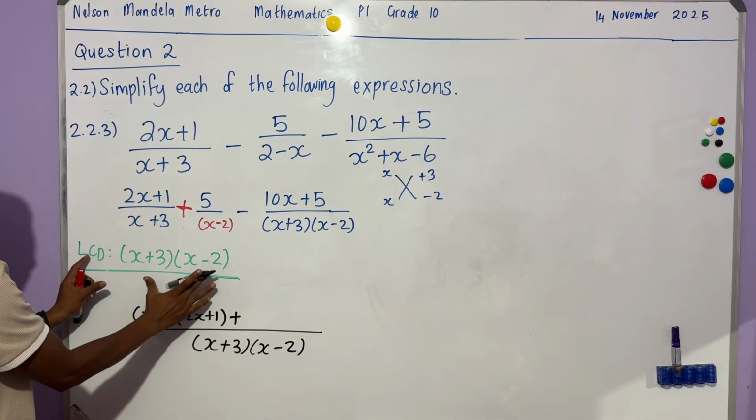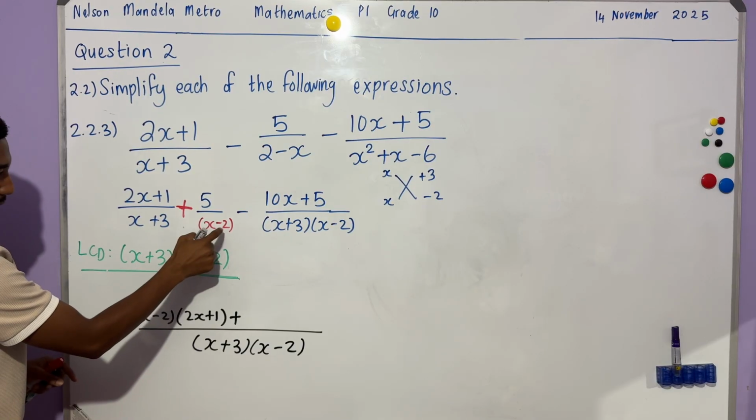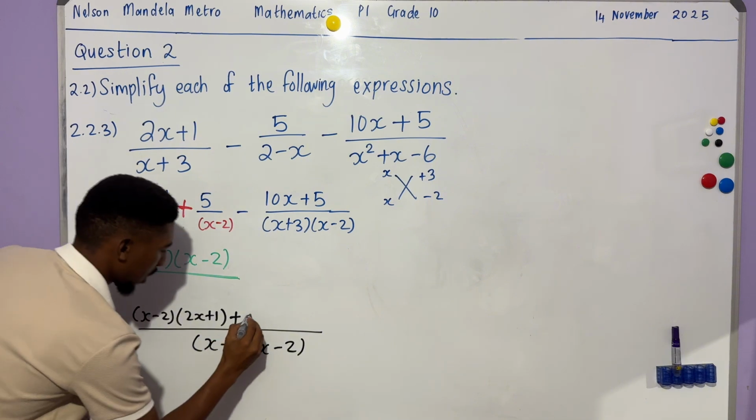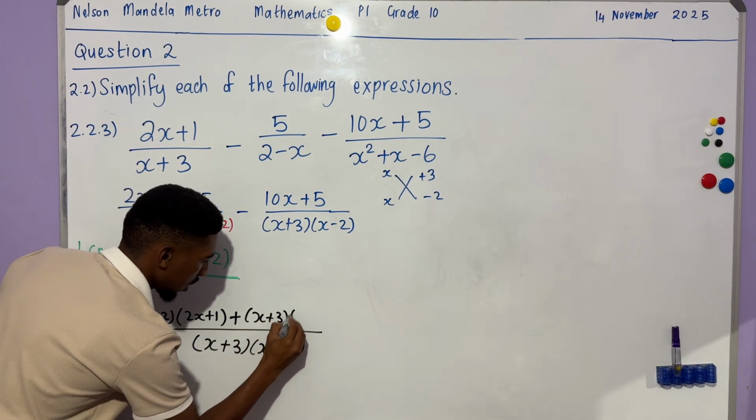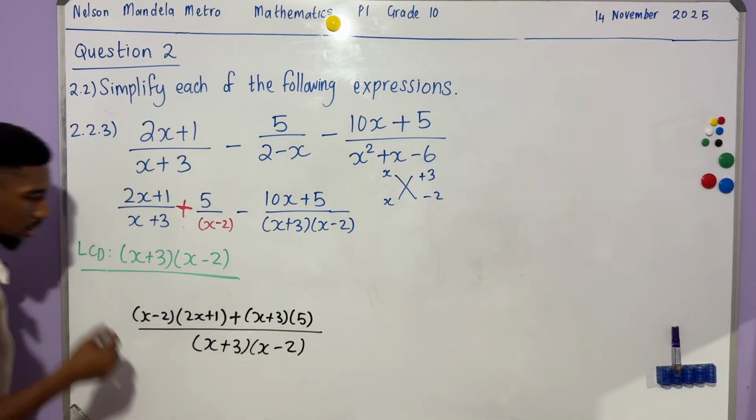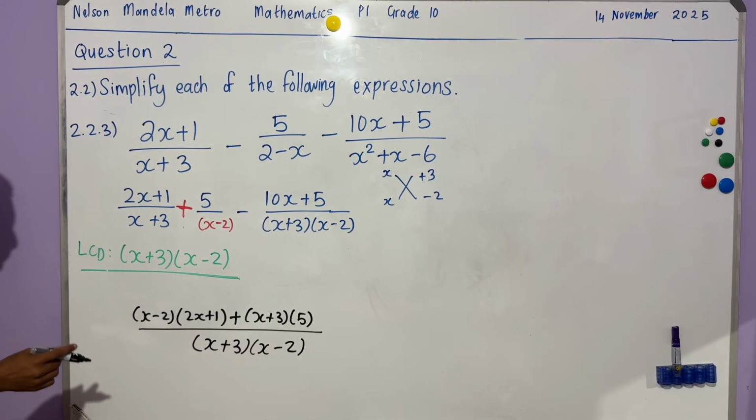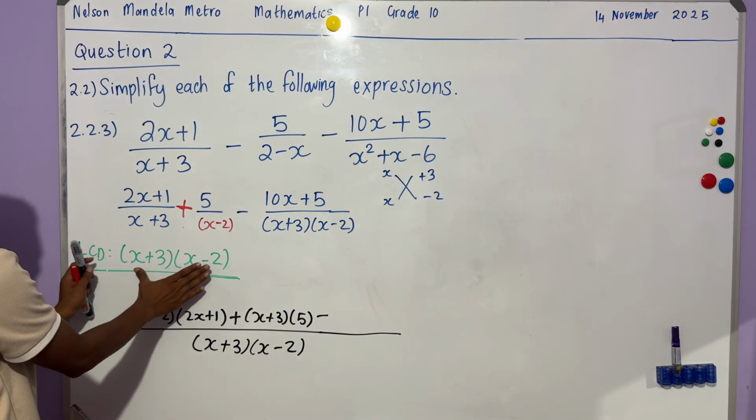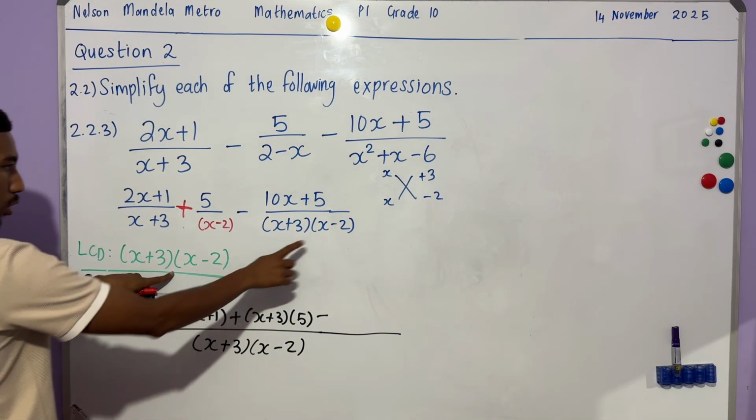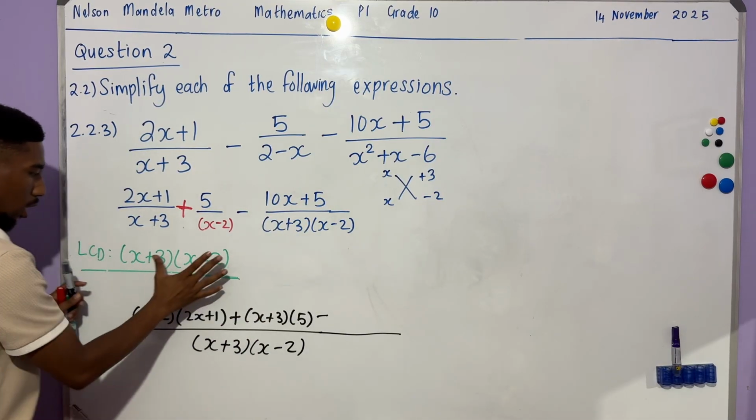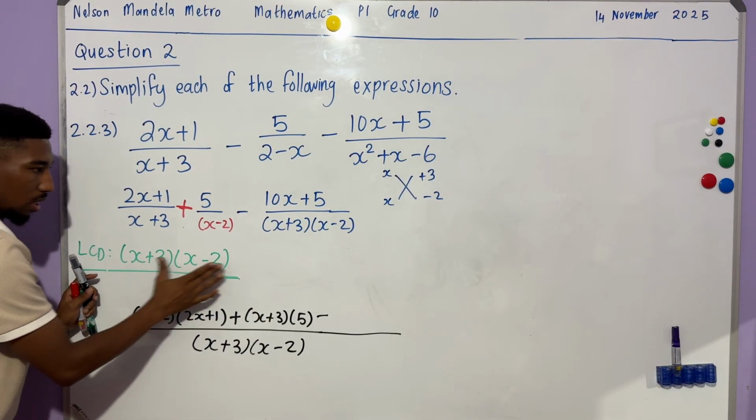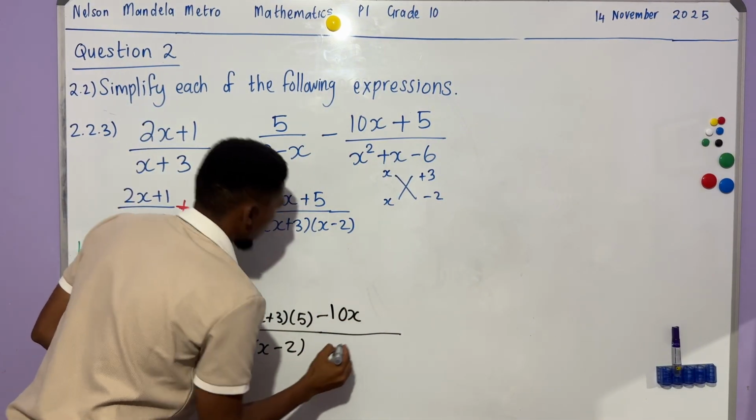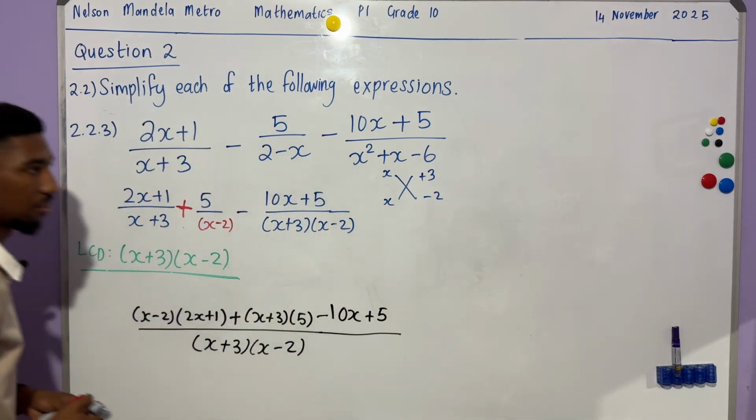Again, I take my LCD, I multiply it with the second term. Now the denominator is x minus 2, meaning the x minus 2 is going to cancel. Then I'm left with x plus 3 brackets 5. The order is not important over there. Okay, then minus this fraction needs to go on. The LCD is x plus 3, x minus 2. For the third term, both of these brackets cancel out, so I'm only left with 10x plus 5.